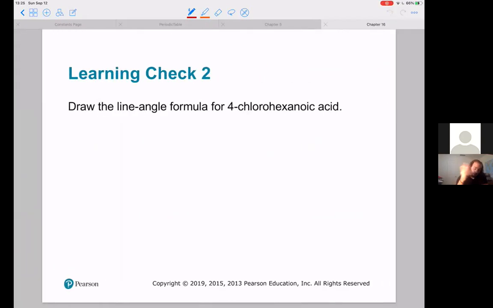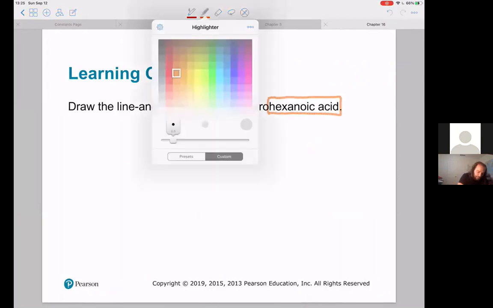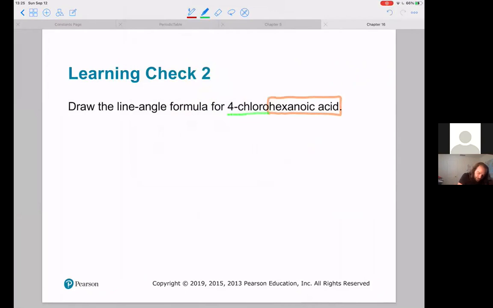And if we wanted to go the other way, let's draw the line angle formula for 4-chlorohexanoic acid. Going the other way, let's just sort of pick this apart. I like to identify the parent chain first. So that's going to be the hexanoic acid. And then we're going to make sure to include the substituent chlorine on that 4th position.